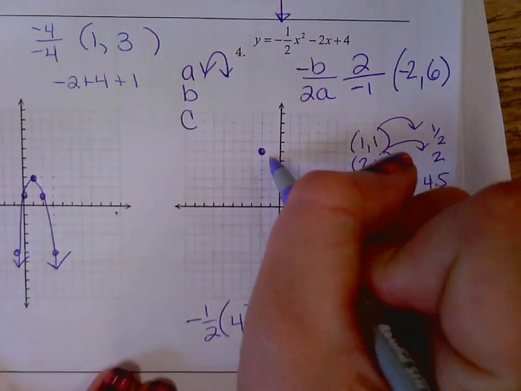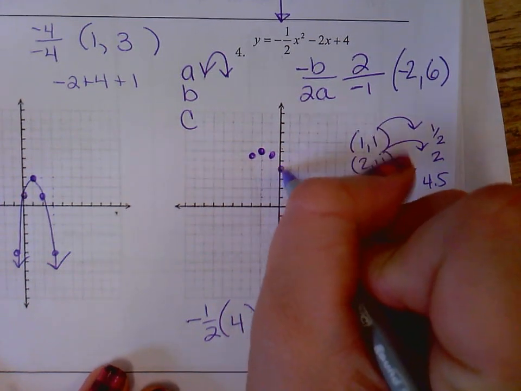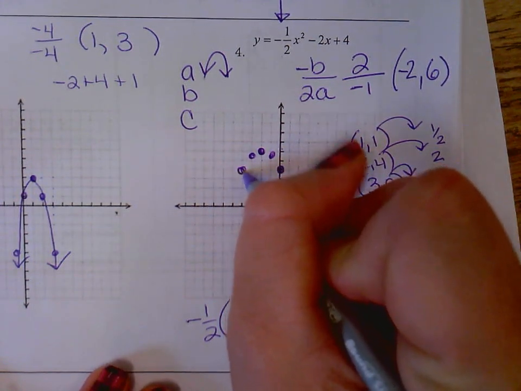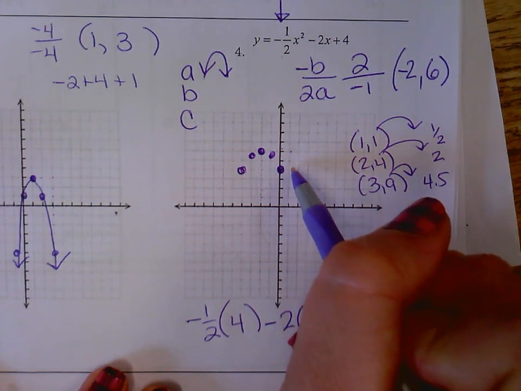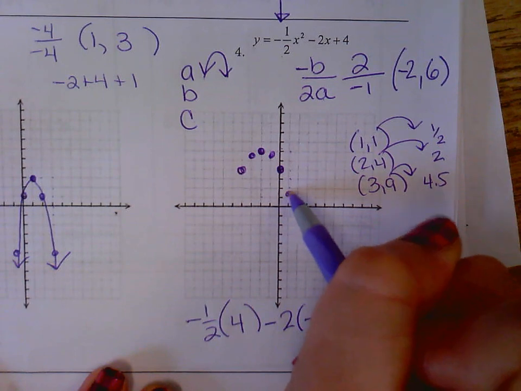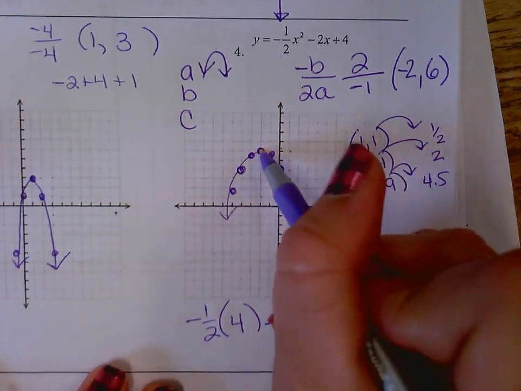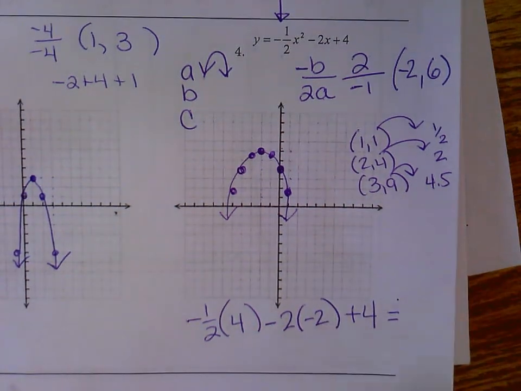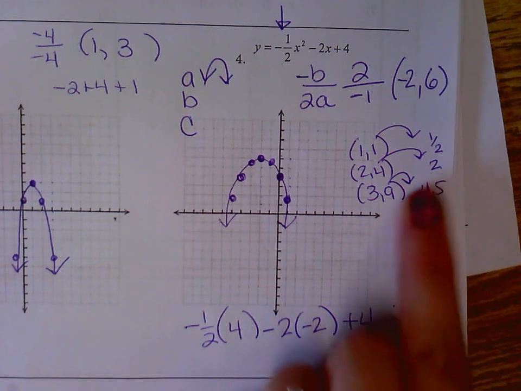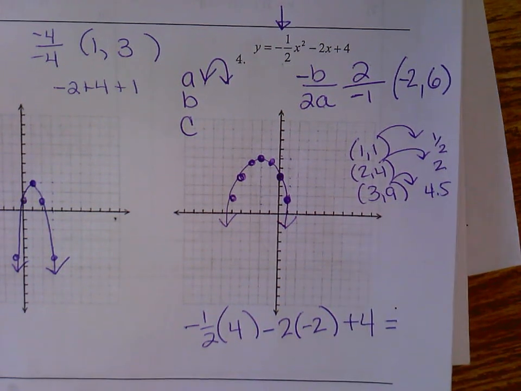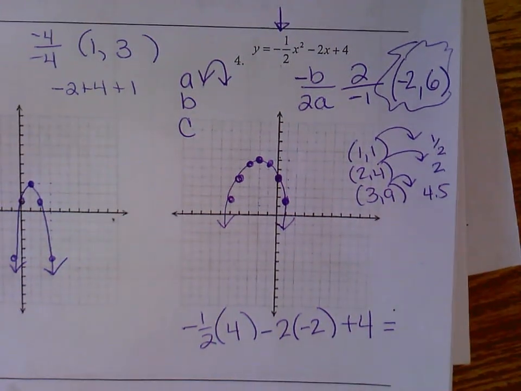So over 1, down 1/2. Over 2, down 2 from the vertex. And over 1, 2, 3, down 4.5. So it's concave down and it's half as steep as the parent function. So over 1, down 1/2, over 2, down 2, over 3, down 4.5 from my vertex. And my vertex was this point right here, -2, 6.